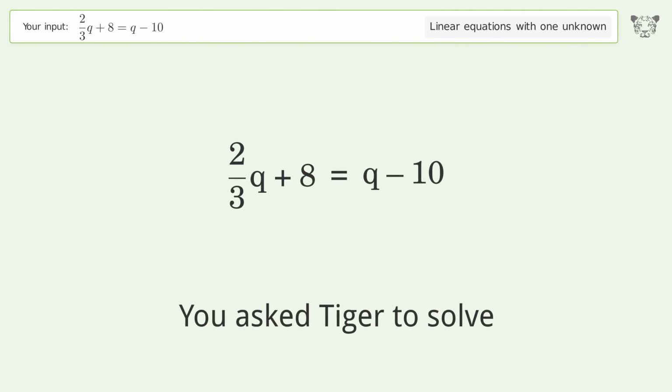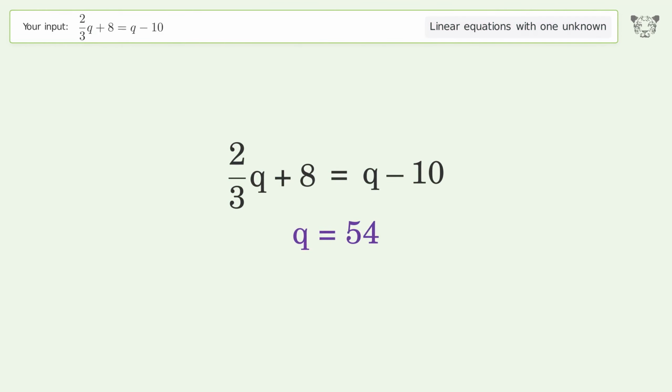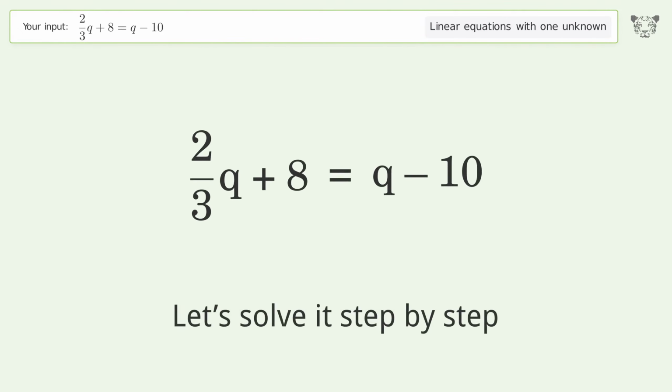You ask Tiger to solve. This deals with linear equations with one unknown. The final result is q equals 54. Let's solve it step by step.